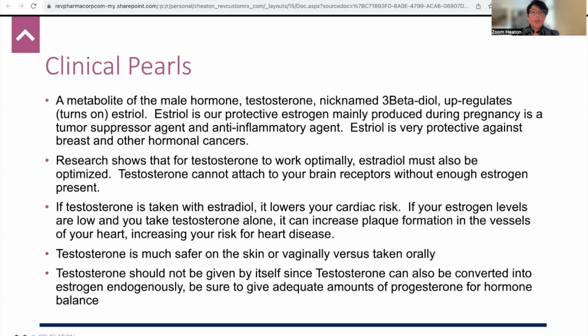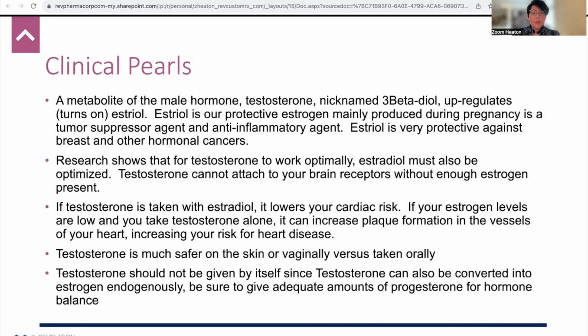Research shows that for testosterone to work optimally, estradiol must also be optimized. And testosterone cannot attach to your brain receptors without enough estrogen present. So there has to be an intricate balance between these hormones. If testosterone is taken with estradiol, it lowers your cardiac risk. And if your estrogen levels are low and you take testosterone alone, it can increase plaque formation in the vessels of your heart, increasing your risk for heart disease.